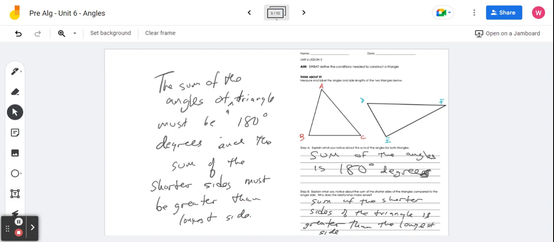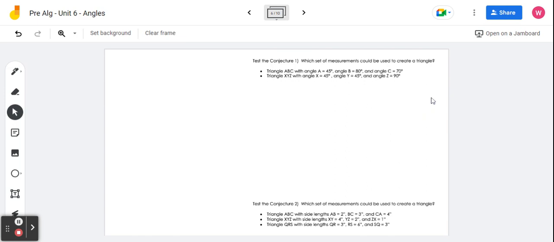So with these two things in mind, we're going to want to make sure that whenever we're measuring a triangle, we know that the angles are going to add up to 180 degrees, and that the two shortest sides of that triangle must be longer or greater than the longer side. All right, let's take a look at our conjecture.